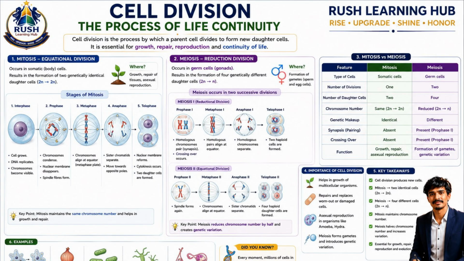The fifth stage is telophase. In telophase, chromosomes reach opposite poles and begin to uncoil. New nuclear membranes form around each set of chromosomes. Finally, the cytoplasm divides in a process called cytokinesis, resulting in two identical daughter cells.